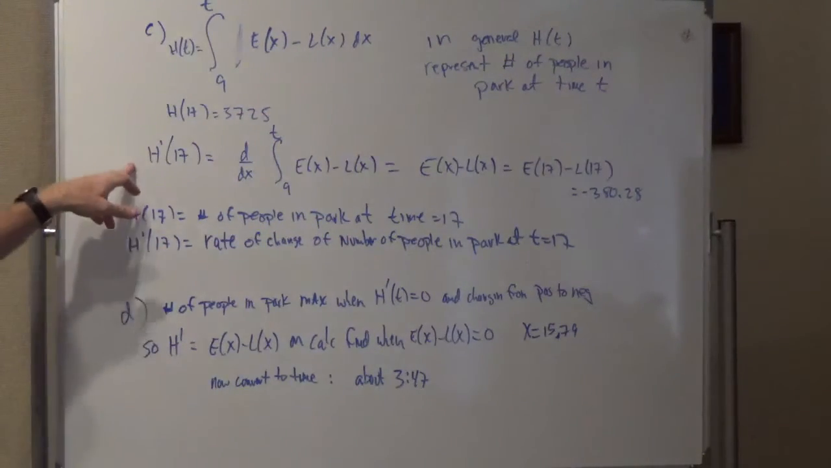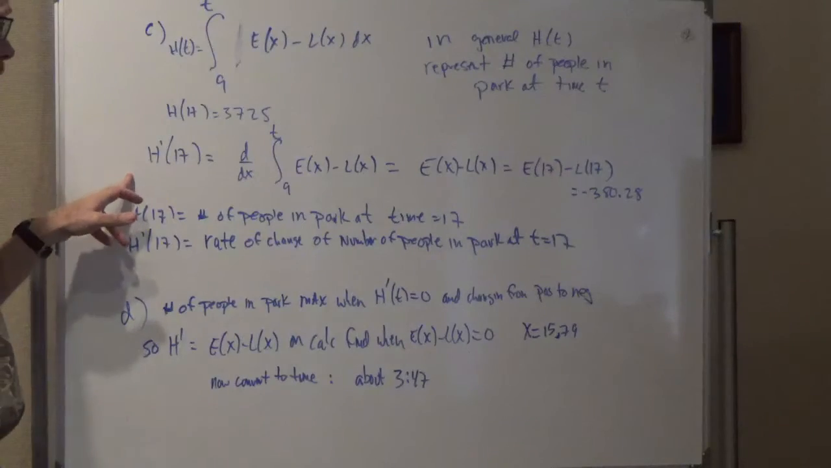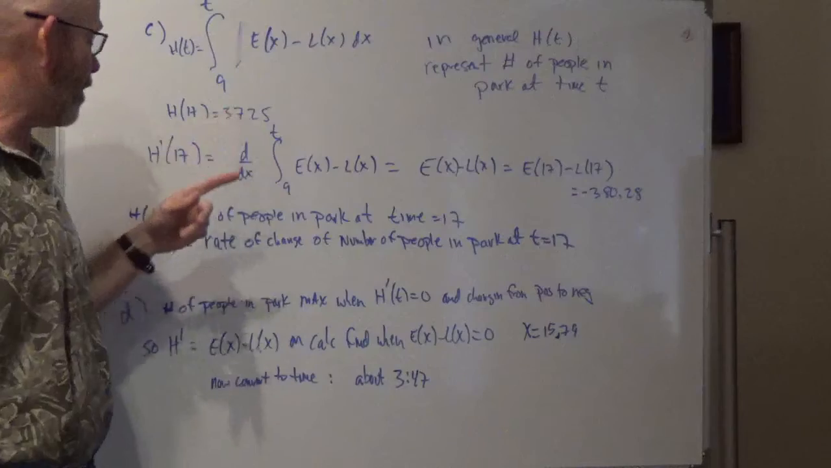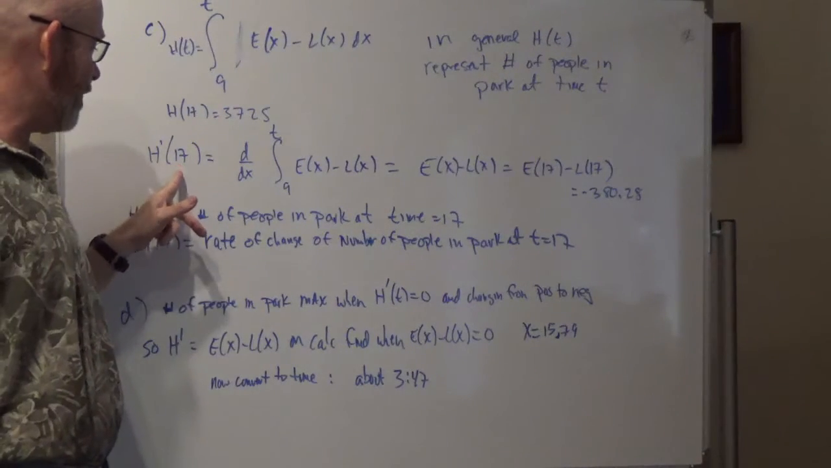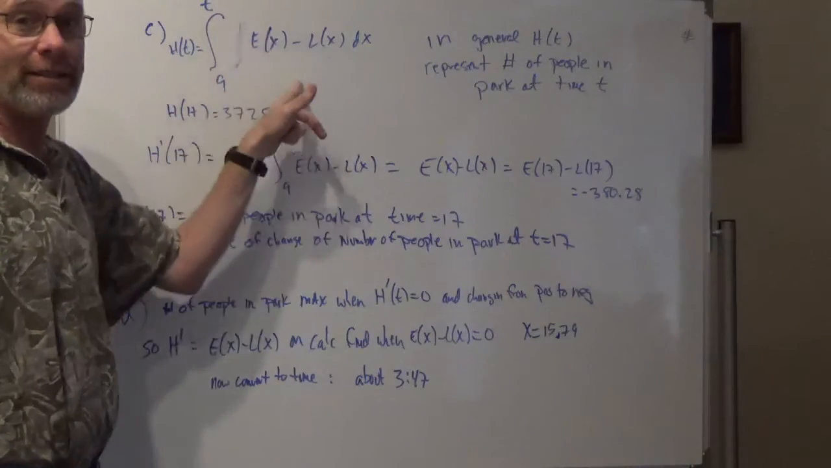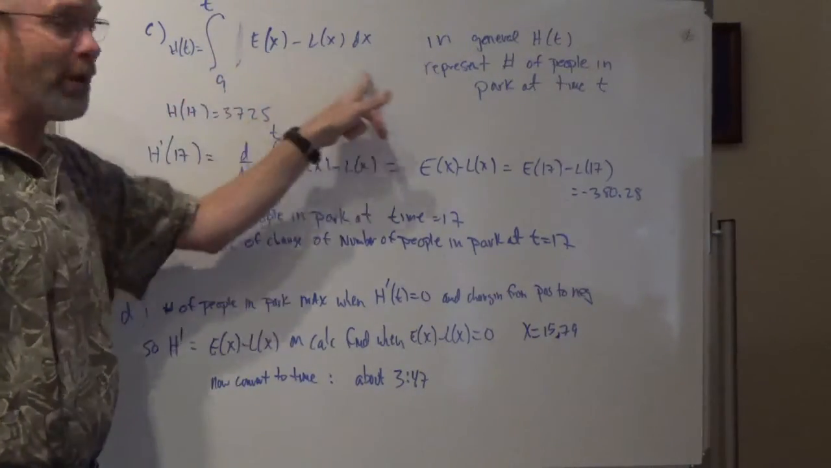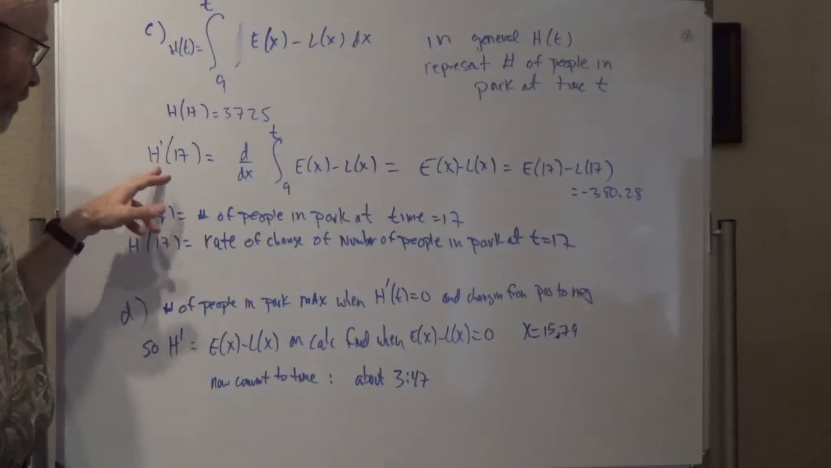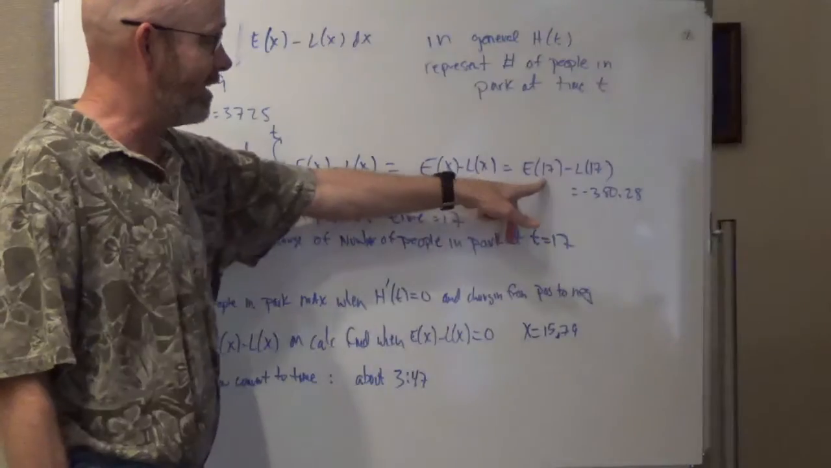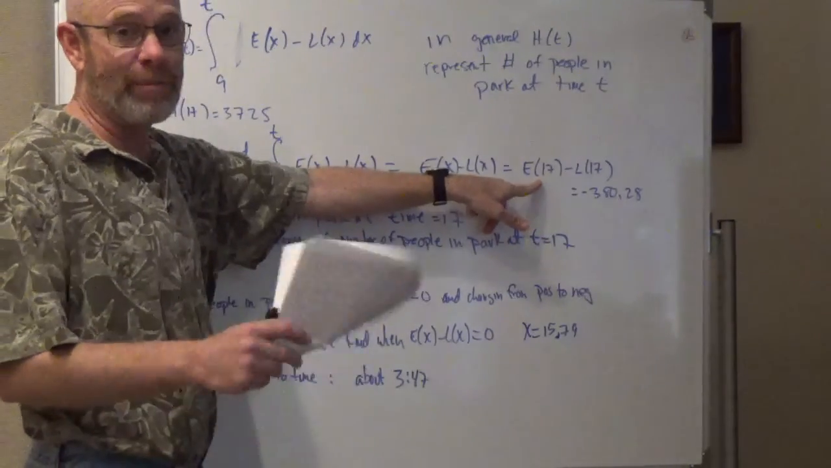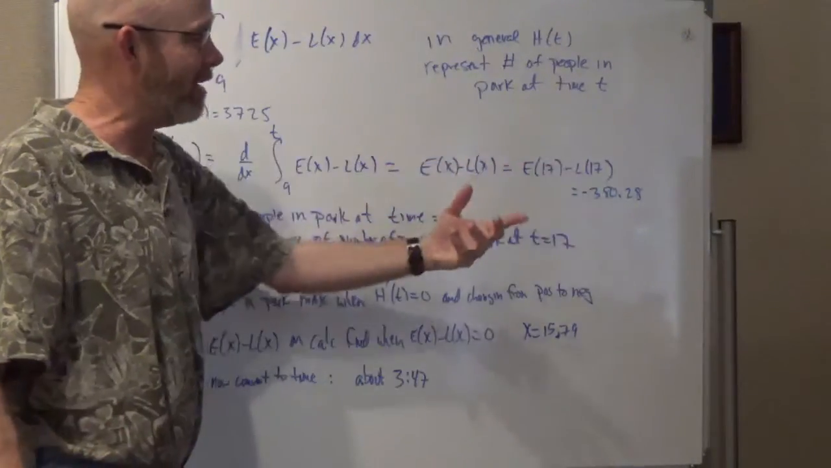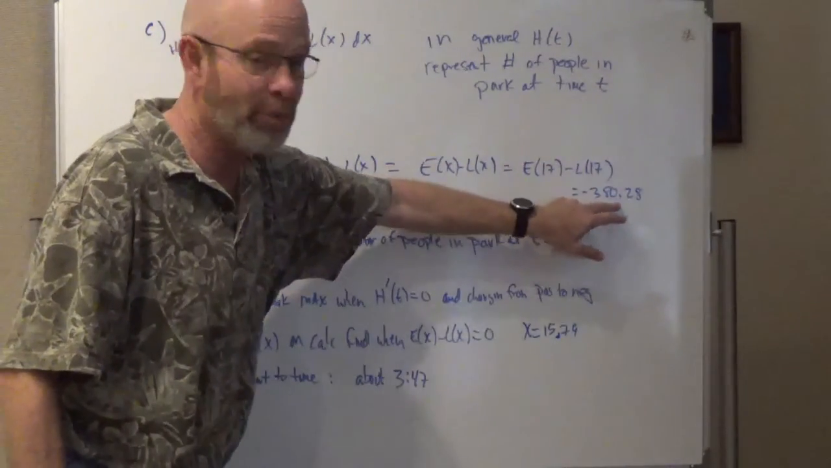Then they asked me to find h prime of 17. They told me h of 17 was 3725. That's how many people were in the park. H prime, remember the derivative of h is just the derivative of this from 9 to t, which is just this. Right? So the derivative of the integral gets me right back to that. So the derivative is e minus L. So now you just take e and plug in 17, just dumped it on my calculator. Took L, dumped in 17 on my calculator, and I got negative 380.28.